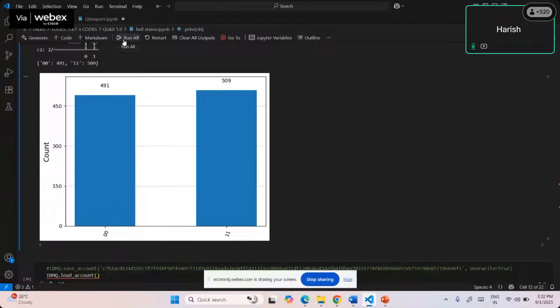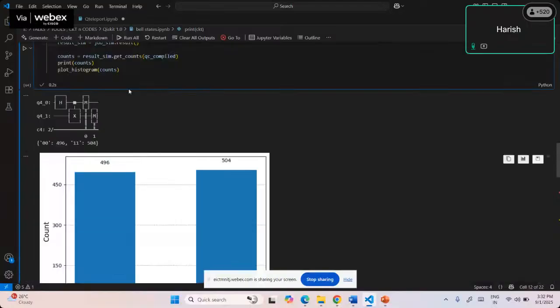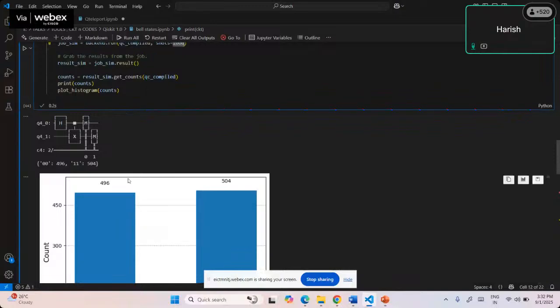If you run it again, this time we get 491 for this and 409 for this. If you run it again, then maybe we can get 510 this time and 590 this time. Okay, so these things are probabilistic, and the probability is almost 50-50 in all the examples. And if you increase the shots from 1000 to 10,000, then the probability is almost 50-50.